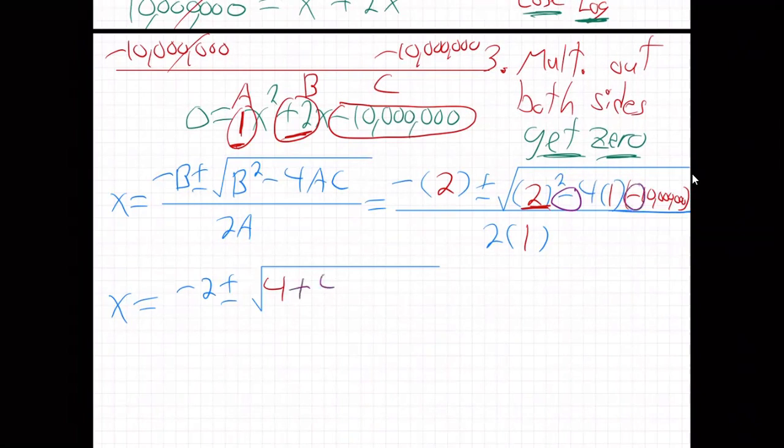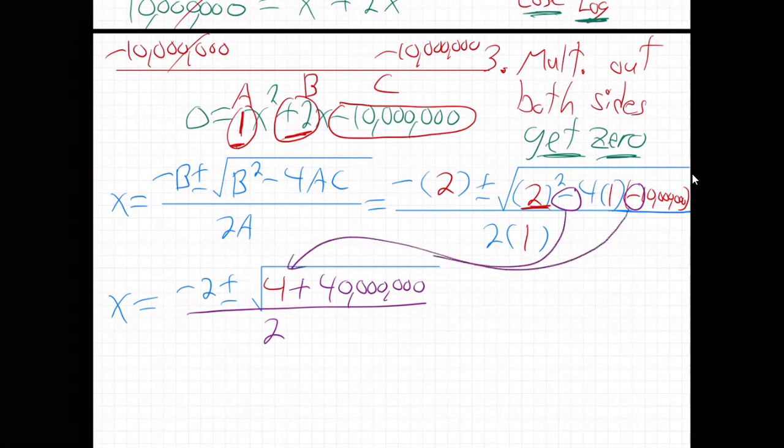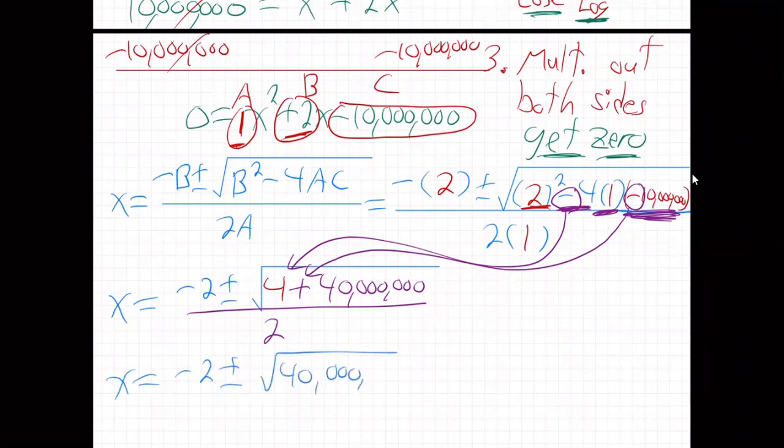So this is going to be plus 40 million all over 2. You see that? See how the minus and the minus, the 2 minuses make a plus. Because you have minus 4 times positive 1 times minus 10 million. 2 negatives make a positive. Okay, so then we get x is minus 2 plus or minus the square root of 40 million and 4. What a weird number. 40 million and 4.